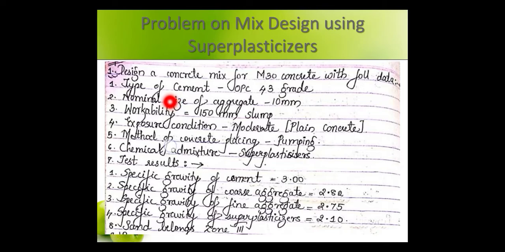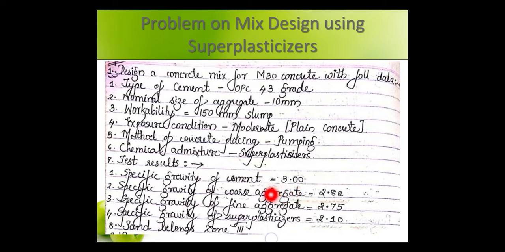So the problem goes like this: design a concrete mix for M30 concrete with the following data. Type of cement: OPC 43 grade. Nominal size of aggregate: 10 mm. Workability: 150 mm slump. Exposure condition: moderate, plain concrete. Method of concrete placing: pumping. Chemical admixture: superplasticizer. Test results: specific gravity of cement 3, specific gravity of coarse aggregate 2.82, specific gravity of fine aggregate 2.75, specific gravity of superplasticizer 2.10.